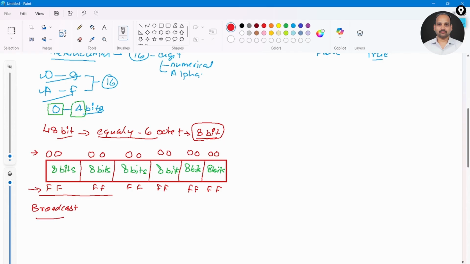Broadcast MAC address. If I am talking about layer 2 communication, suppose this is your PC1, this is your PC2, this is your PC4, and this is your PC5. I am going to connect them with one switch like that. This is port 4, this is port 3, this is port 1, and this is port 2. Once you connect your system, it is going to broadcast to search for its neighbors.